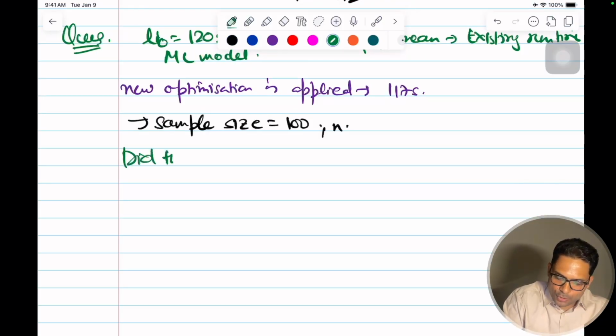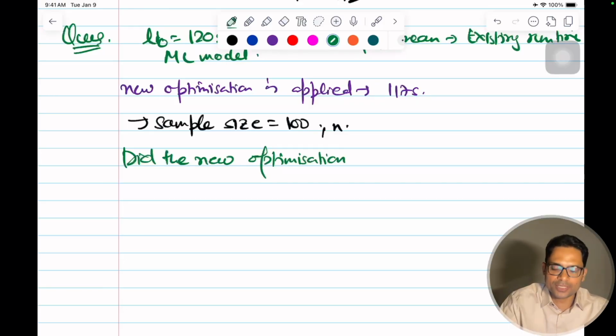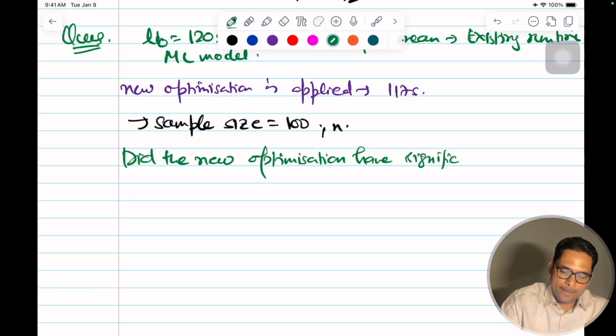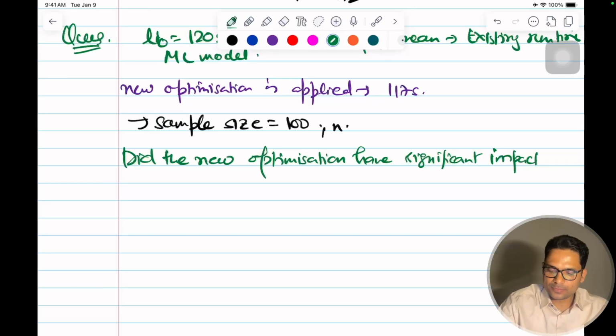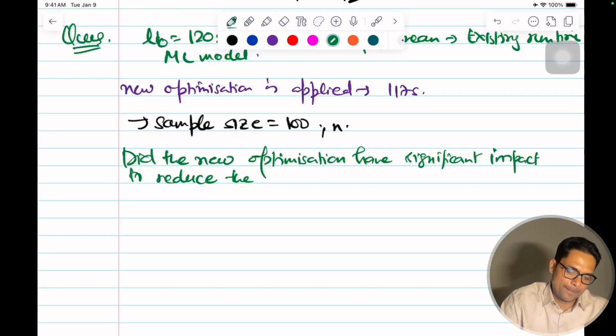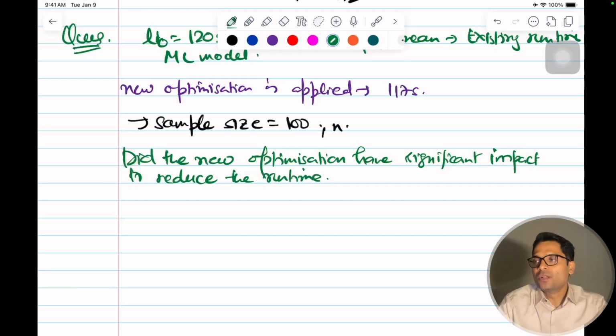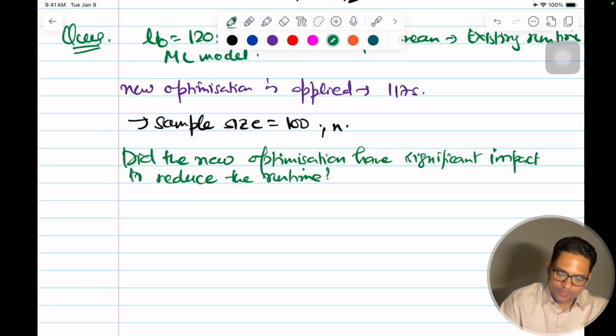So this is a hypothesis testing. Did the new optimization have a significant impact to reduce the runtime? Okay, so that's the question, and we will see. We'll put the alpha, or significance level, as 5%. This is your significance level.